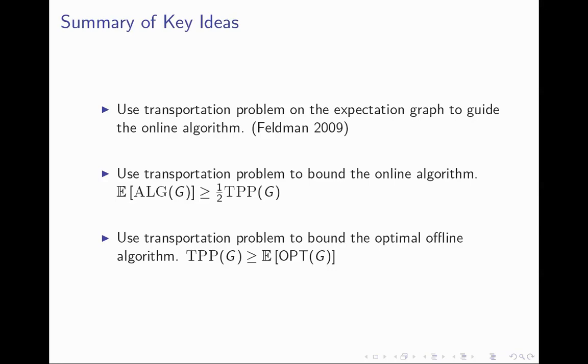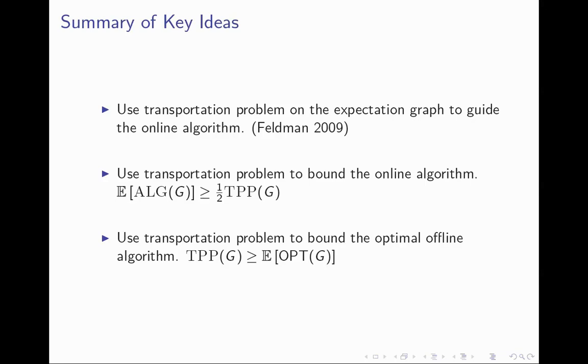Now, showing that we get the preferred worker half the time is not quite the entire proof. But here's a summary of the key ideas that are needed to round out the proof. First, we have the idea that we already used, that the transportation problem on the expectation graph has been guiding our online algorithm. We're not the first people to do this. There have been other people that have taken similar approaches, but we're the first people to apply it to this problem. But at any rate, we would use that transportation problem, as we just did, to bound the performance of our online algorithm. And that's where that 1/2 would come in.